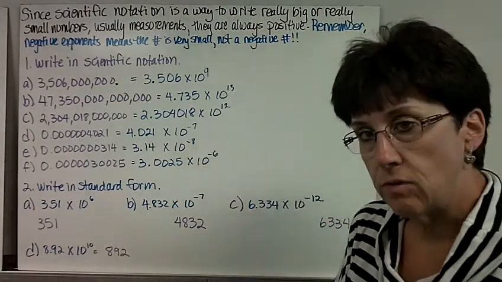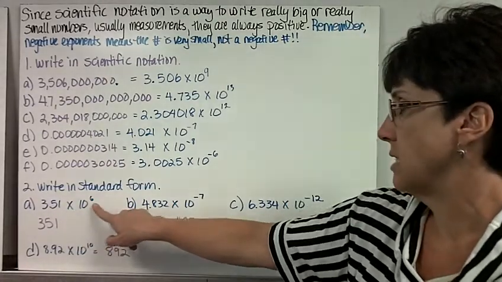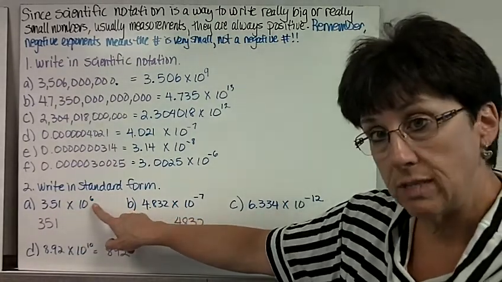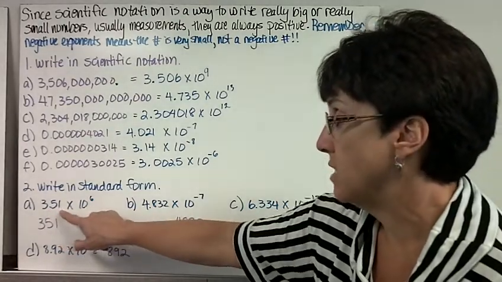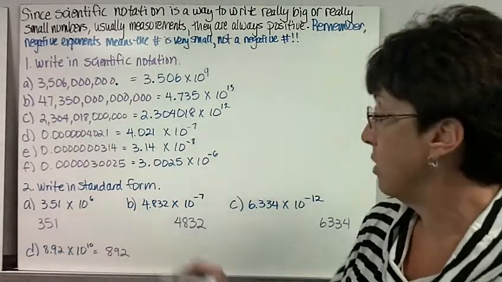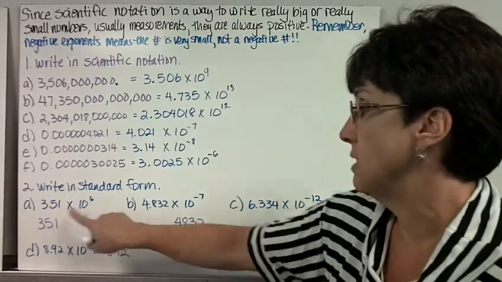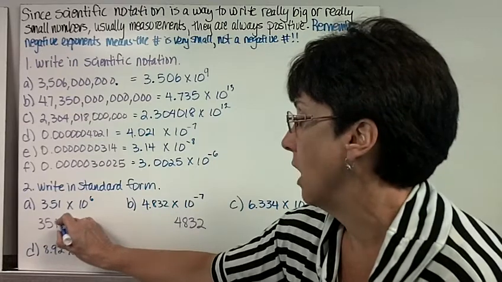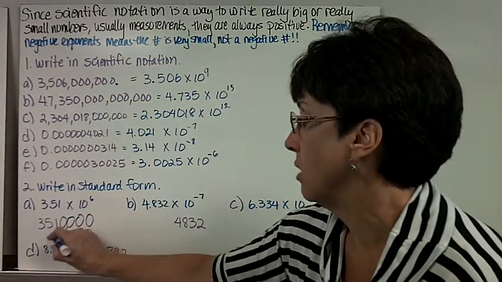Let's write these in standard form now. It was 3.51 times 10 to the 6th. That means we have to move the decimal point over 6 places. I move it over 2 places for the 5 and the 1. That means the other places are zeros. So if I needed to move it 6, I've already moved it 2. I have to put 4 zeros, and then I go back and put in my commas.